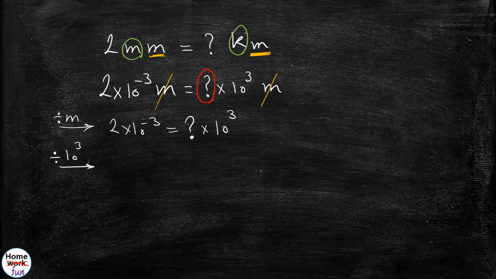So dividing, that means 2 times 10 to the -3 divided by 10 to the 3 equals, and if I divide the right hand side by 10 to the 3, the 10 to the 3 is going to cancel. So the question mark equals this fraction. Now let's do this. Let's simplify this. So 2 times 10 to the negative 3 divided by 10 to the 3.